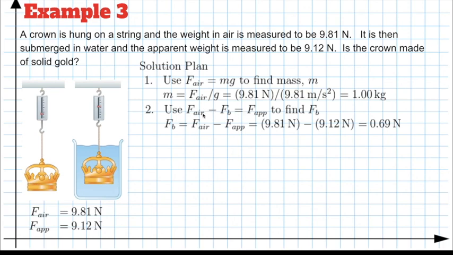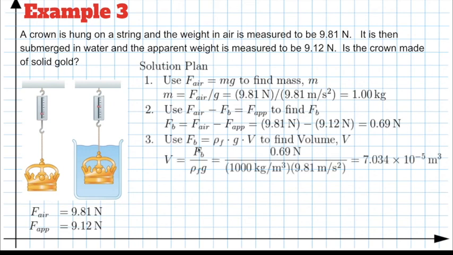Our second step is to find the buoyant force. The buoyant force is the difference between the force that is acting on it when it's in the air and the apparent force. So basically, the force in air minus the buoyant force equals the apparent force. We're going to solve this to find the buoyant force. We're just going to take the difference between 9.81 and 9.12, which is 0.69 newtons. So the buoyant force upwards on the crown when it's submerged in the water is 0.69 newtons.